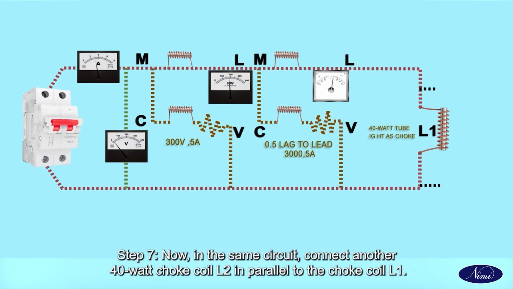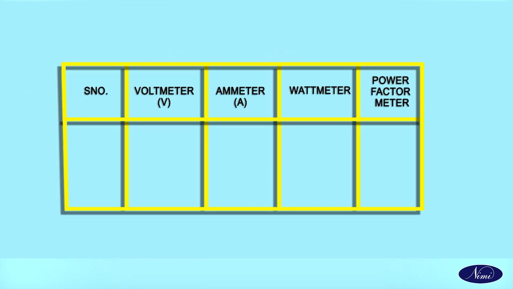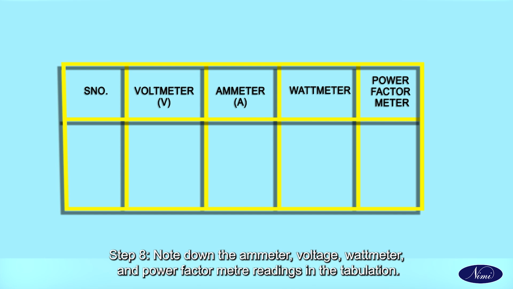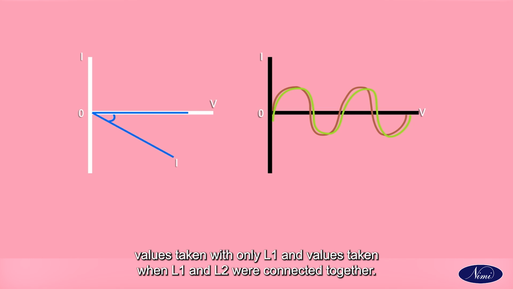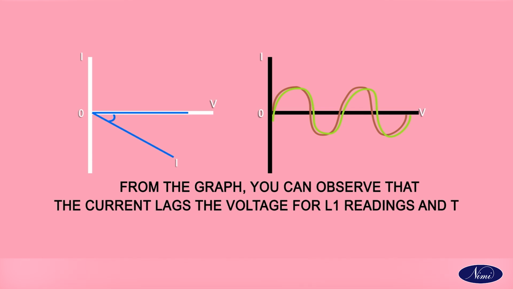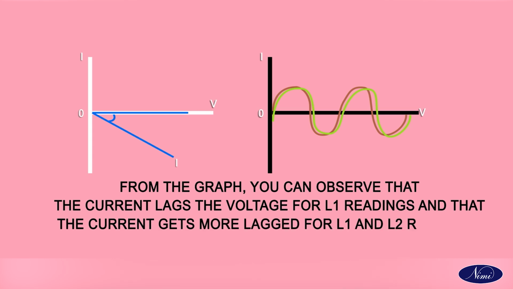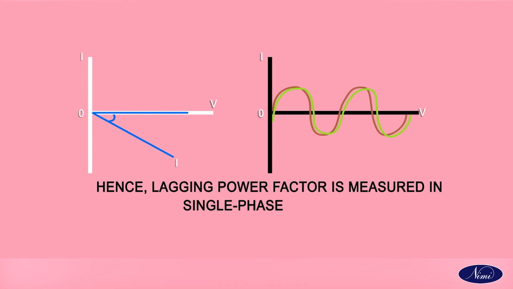Now in the same circuit, connect another 40-watt choke coil L2 in parallel to the choke coil L1. Note down the ammeter, voltmeter, wattmeter and power factor meter readings in the tabulation. Plot the graph between voltage and current, voltage on the x-axis and current on the y-axis, for values taken with only L1 and values taken when L1 and L2 were connected together. From the graph, you can observe that the current lags the voltage for L1 readings and that the current gets more lagged for L1 and L2 readings. Hence, lagging power factor is measured in single-phase circuits.